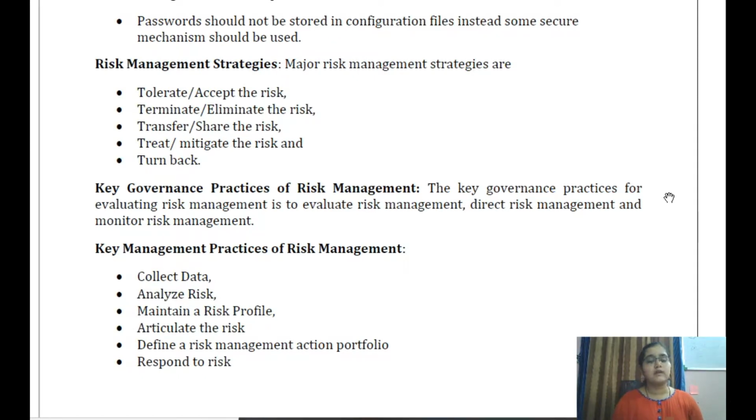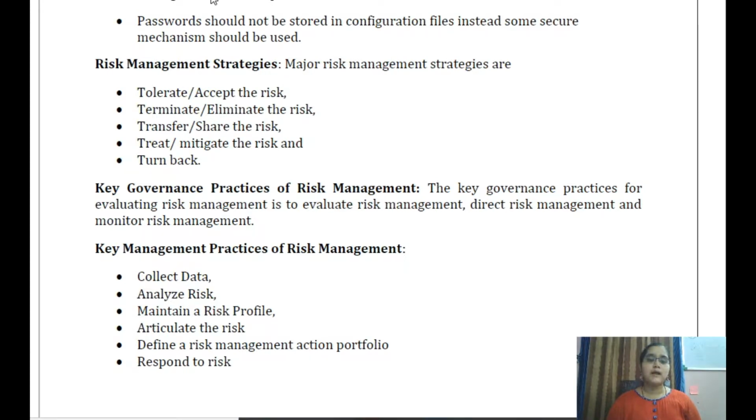And then monitor risk assessment. You need to continuously keep a view on how the risk management is being conducted, whether new risks have been identified, whether proper and sufficient safeguards have been taken or not, and report the same to the management. Therefore, the key governance practices of risk management are: first, evaluate the risk management, direct the risk management, and monitor the risk management.